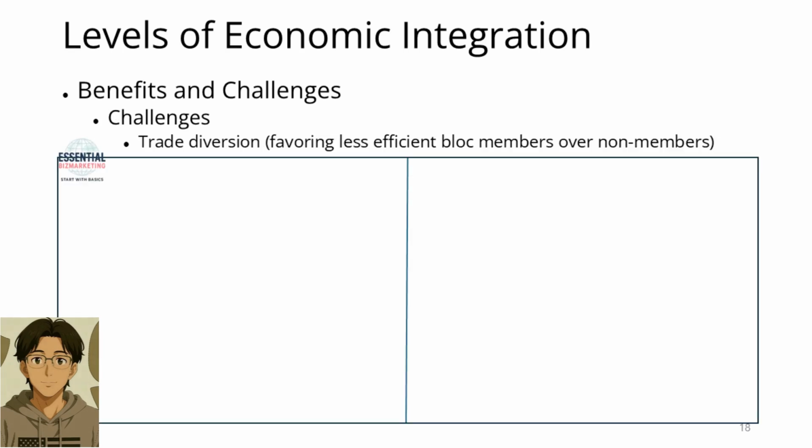Let's examine how trade diversion happens in real markets. Preferential tariffs can shift demand toward less efficient producers inside a trade bloc. This often distorts market efficiency despite higher quality options outside the region.